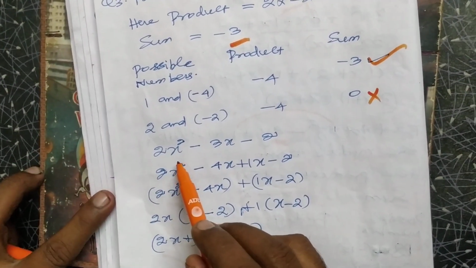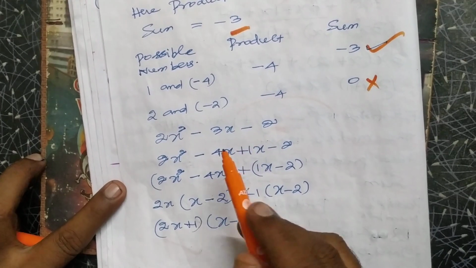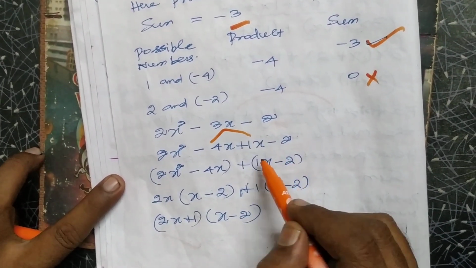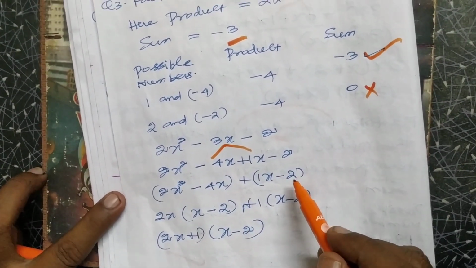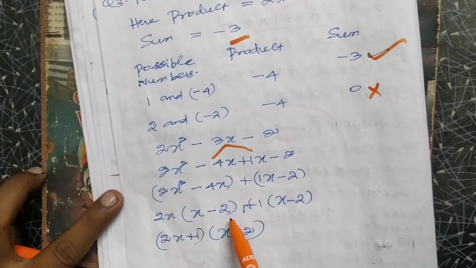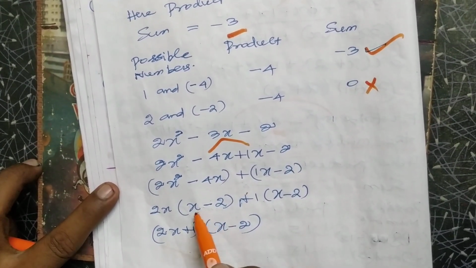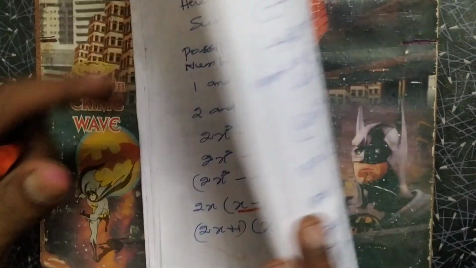Now writing the polynomial 2x square minus 3x minus 2. Then minus 3x is split into minus 4x plus 1x. Now group into two terms. Take out the common factor: 2x into x minus 2 plus 1 into x minus 2. Therefore the common factor is x minus 2. Therefore 2x plus 1 into x minus 2.